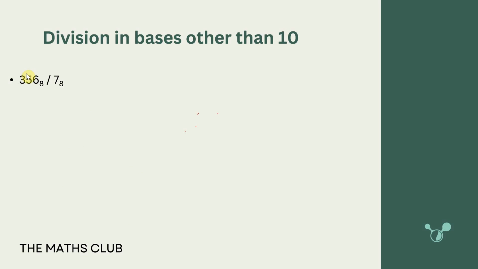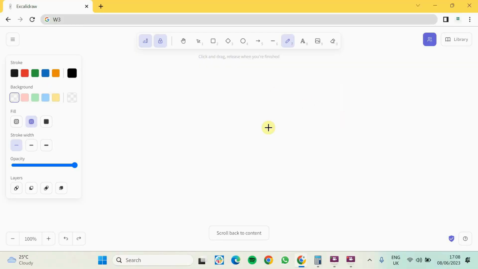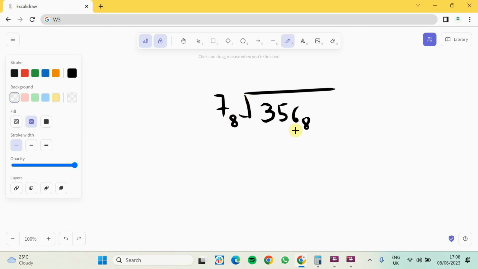Let's solve this last question. 356 base 8 divided by 7 in base 8. Right? So we have 356 in base 8 divided by 7 in base 8. Right? So we are working in base 8. Let's see the multiples of 7 in base 8 that will give us something close to 35.